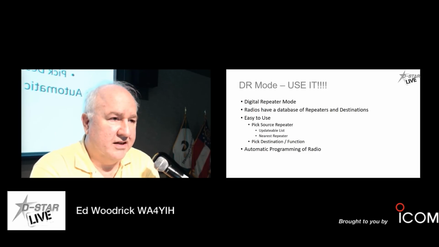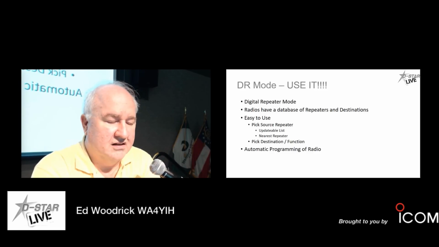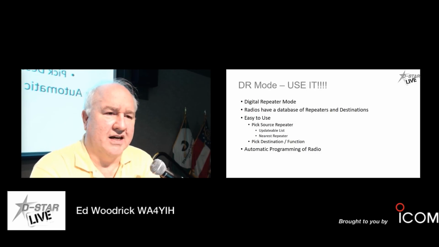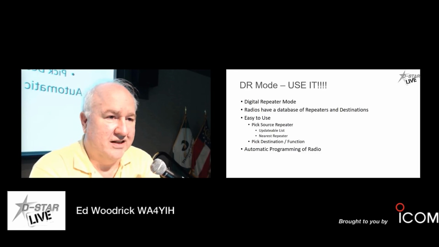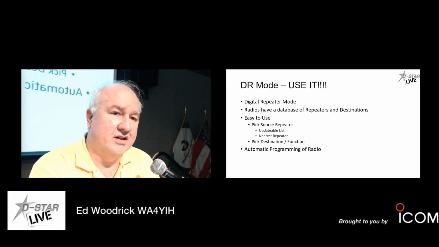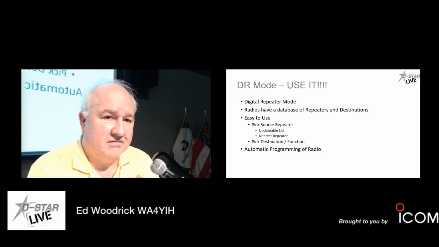DR mode, the radios have a GPS built into them. So the GPS sees where you're at. You know, wouldn't it be nice if a radio was smart enough to know the repeaters around you? That's what DR mode does. There's a database of repeaters in the radio, and that database can tell you where the nearest repeater is. If you look at the display, it tells you the nearest repeater, the distance and direction that repeater is to you. So when you select it, it programs the radio for you.